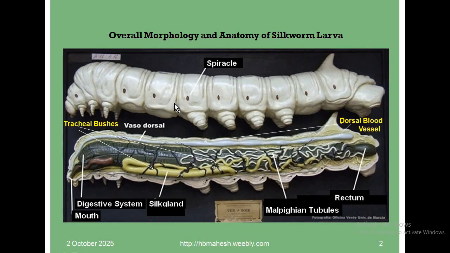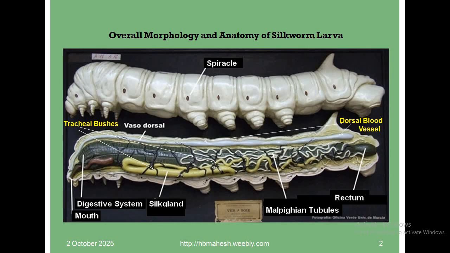In the above picture, you can observe 9 pairs of spiracles. Spiracles are nothing but the respiratory openings. First pair is located on the first thoracic segment, and the remaining 8 pairs of spiracles are present from first abdominal segment to 8th abdominal segment. And the below picture shows the overall anatomy.